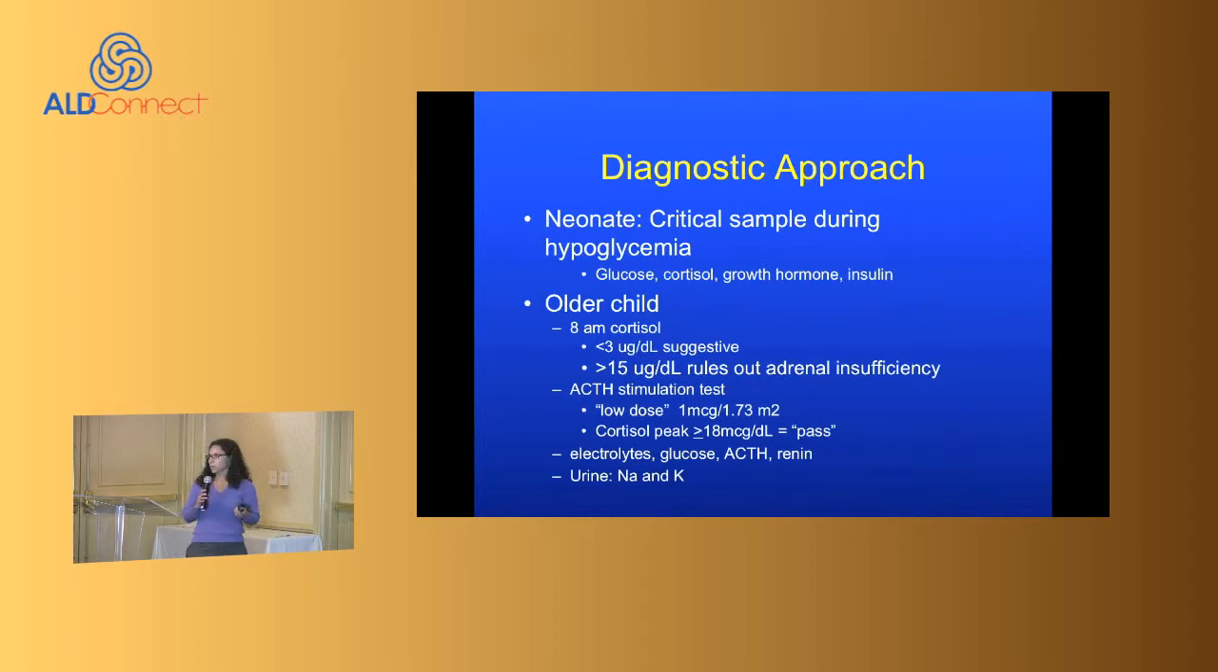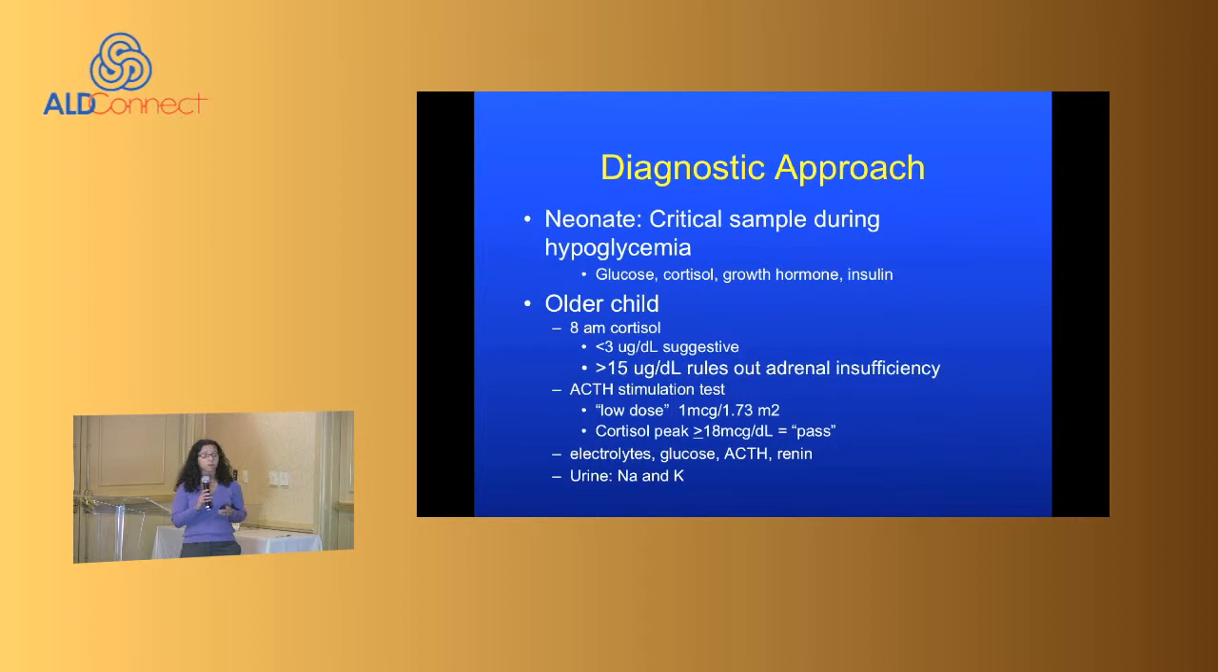So how do we diagnose patients when we're concerned about adrenal insufficiency? Well, in a neonate or in a very young child, they'll usually present with low blood sugar, which could actually be caused by many different things. So you may hear that a critical sample is drawn, and that could include a glucose level with a cortisol. We also look at other hormones like growth hormone as well as insulin.